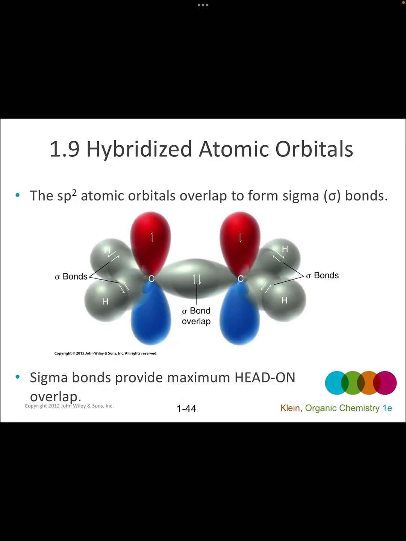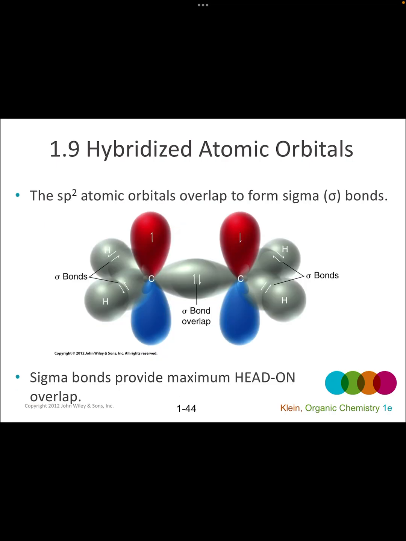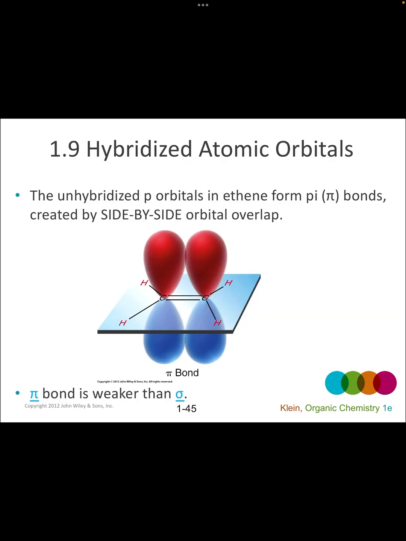But that leaves behind the p orbital on each carbon atom that can form a pi bond, which is a side-to-side overlap of orbitals. It's not as strong as a head-to-head overlap. Therefore, a pi bond is almost always weaker than a sigma bond. But because these two p orbitals on the two carbons have one electron each, they too can form a bond, right? And so that's what the pi bond is.